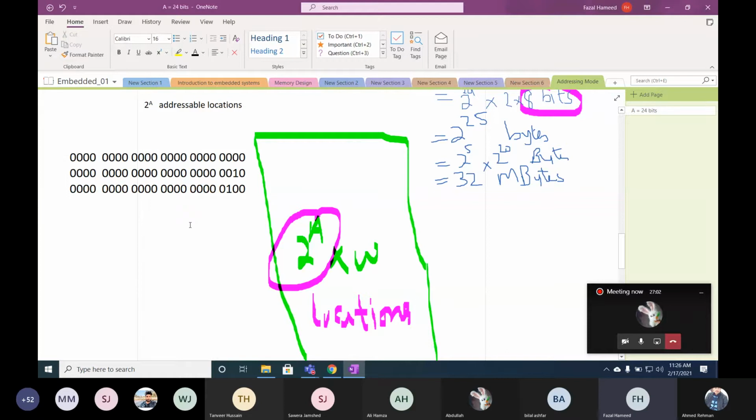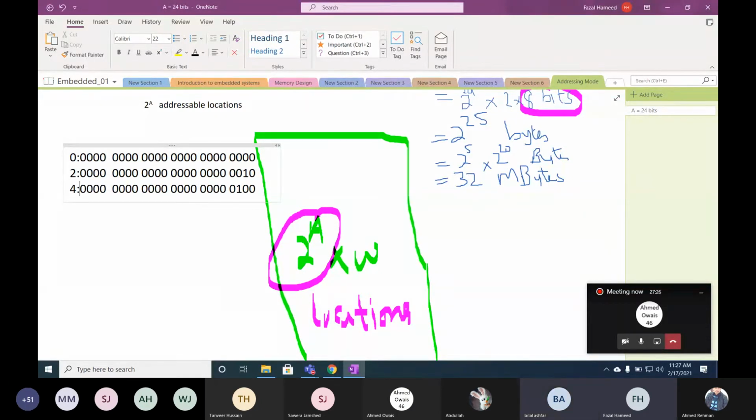This is the binary representation. If we use decimal representation, what is the first address? It will be 0. So on the left hand side, the representation in decimal is 0. The next address is 2. What is the next address? 4. So 0, 2, 4 in decimal.